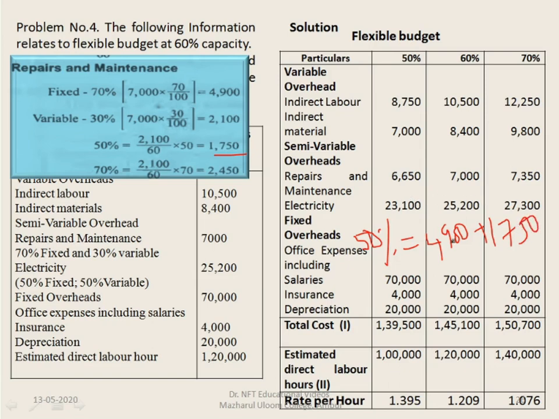Which is 6,650. Again, the same way, 4,900 plus 2,450 is 7,350, which is for 70% capacity.